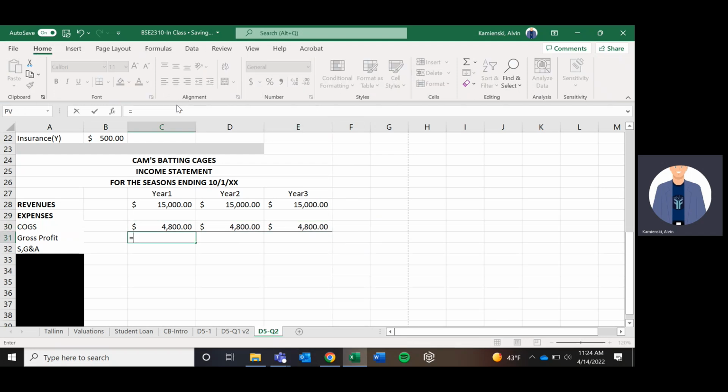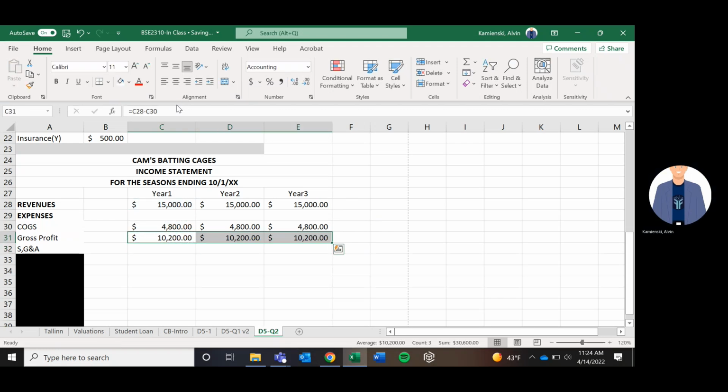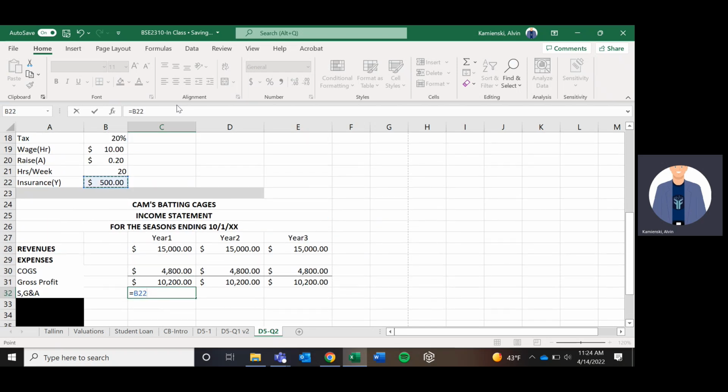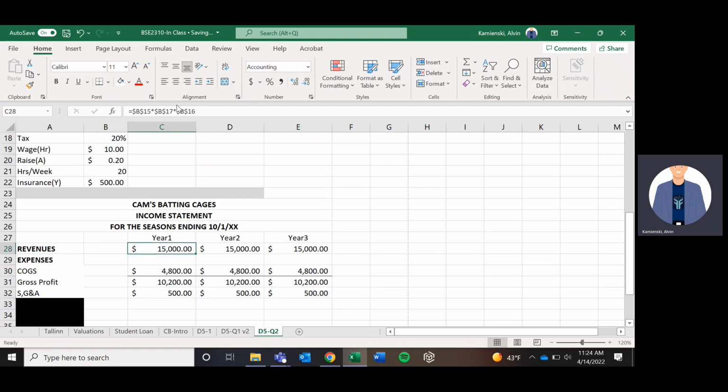So the gross profit that he would earn is equal to revenues minus cost of goods, just like it was for assignment 1. But in addition, he's going to take on new costs, which we call sales, general, administrative, and that's the cost that he needs to incur to buy more insurance to keep this kid safe. So that's $500 per year.